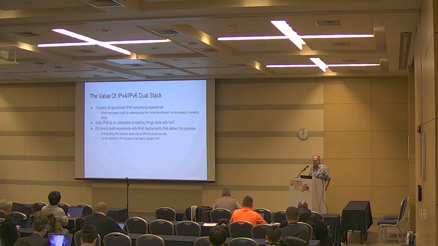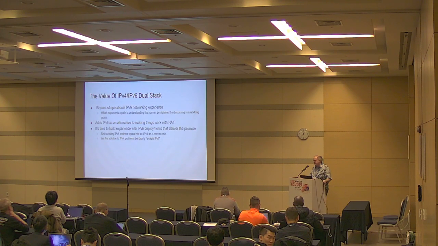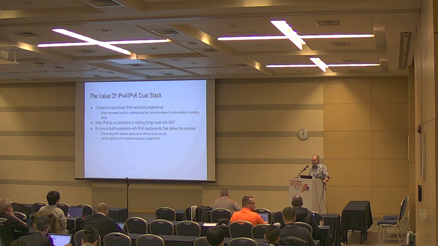The other thing about dual stack is it adds IPv6 as an alternative to making things work with NAT. And if you look at what's available on IPv6, big content is very much available on IPv6. Your Netflix and your content distribution networks, Limelight and Akamai and Cloudflare, those things are now available on IPv6, and that's an alternative to reaching them through a NAT64 or a NATed IPv4.